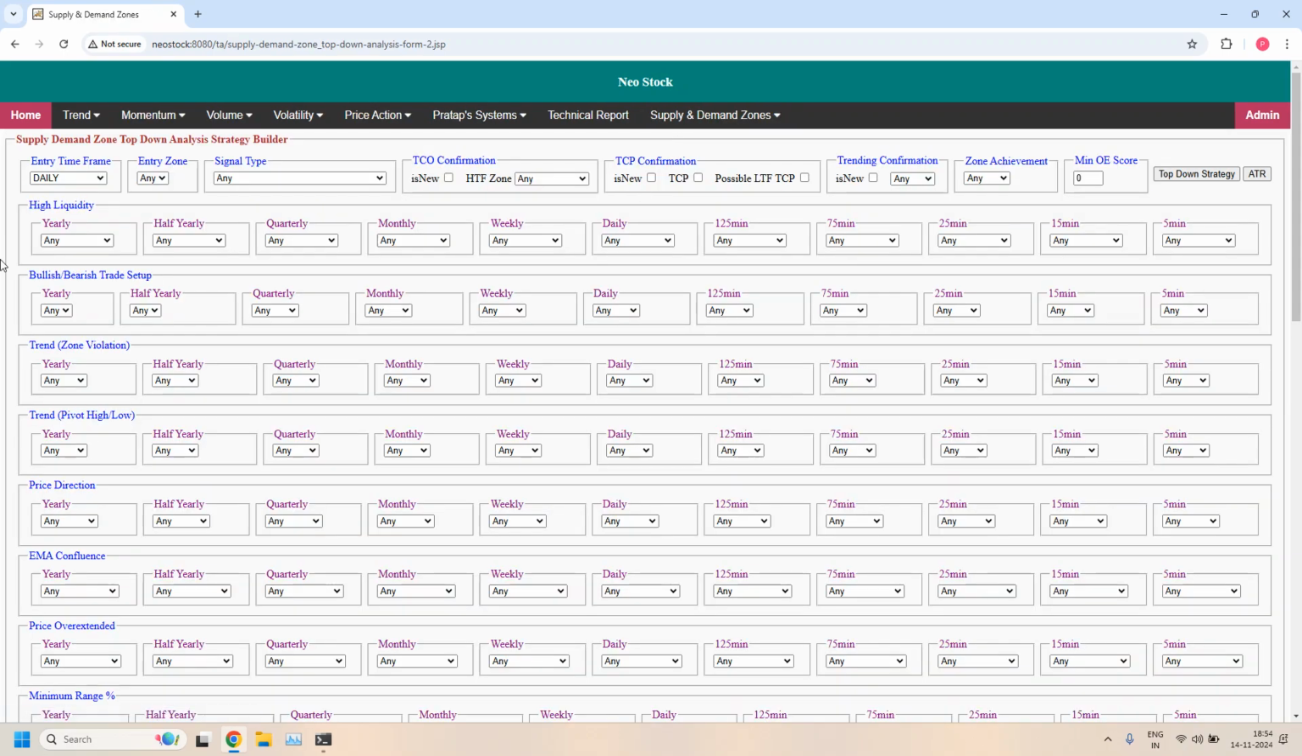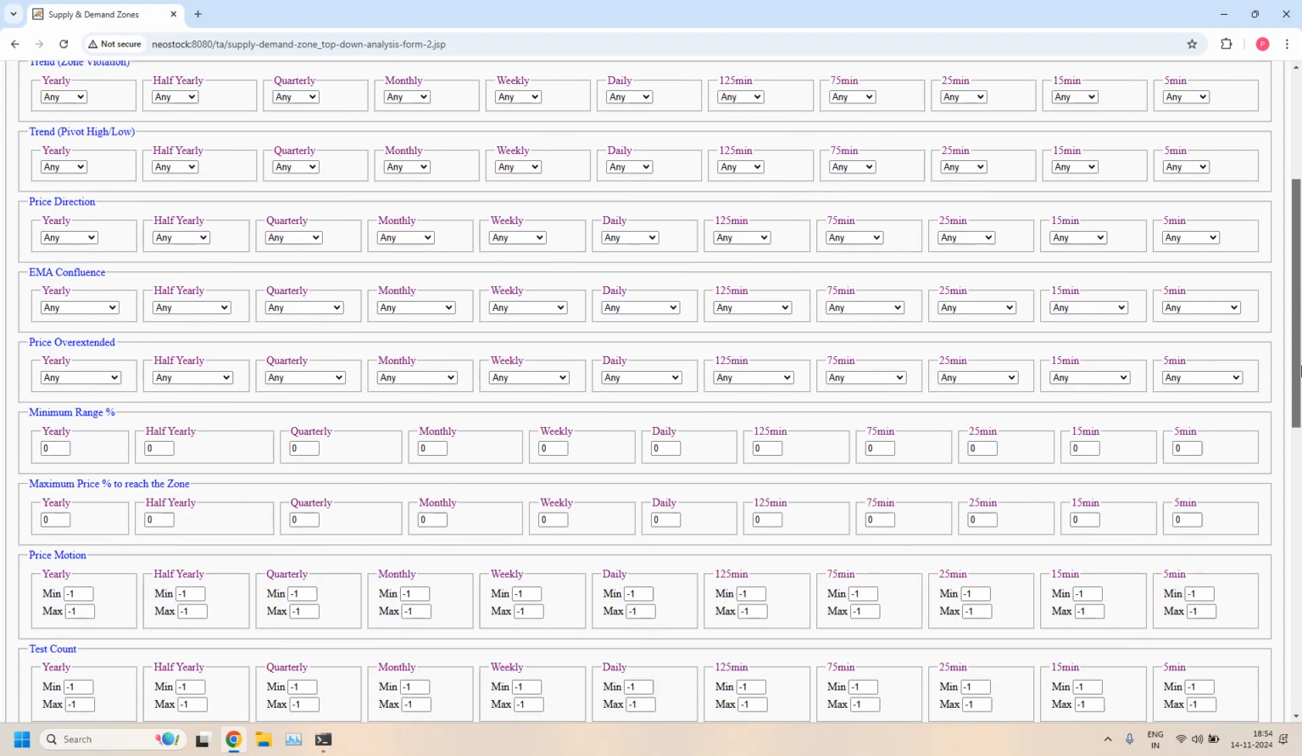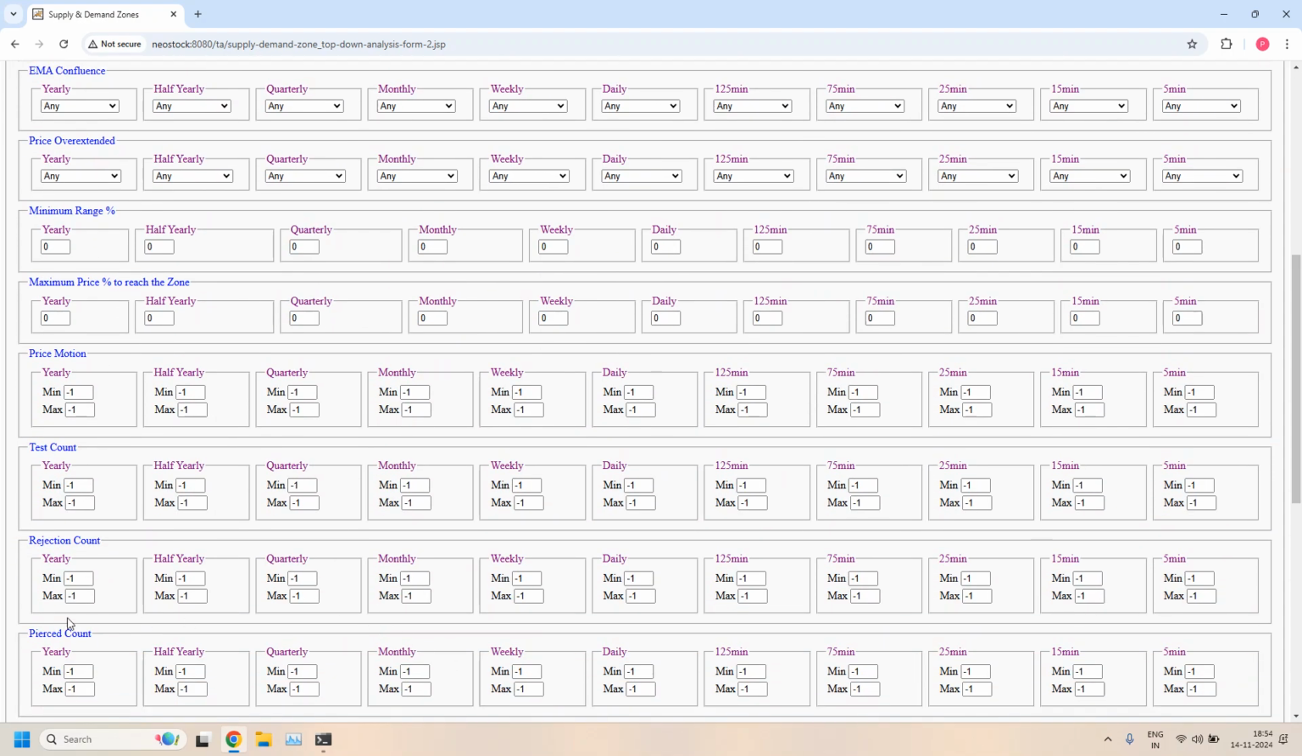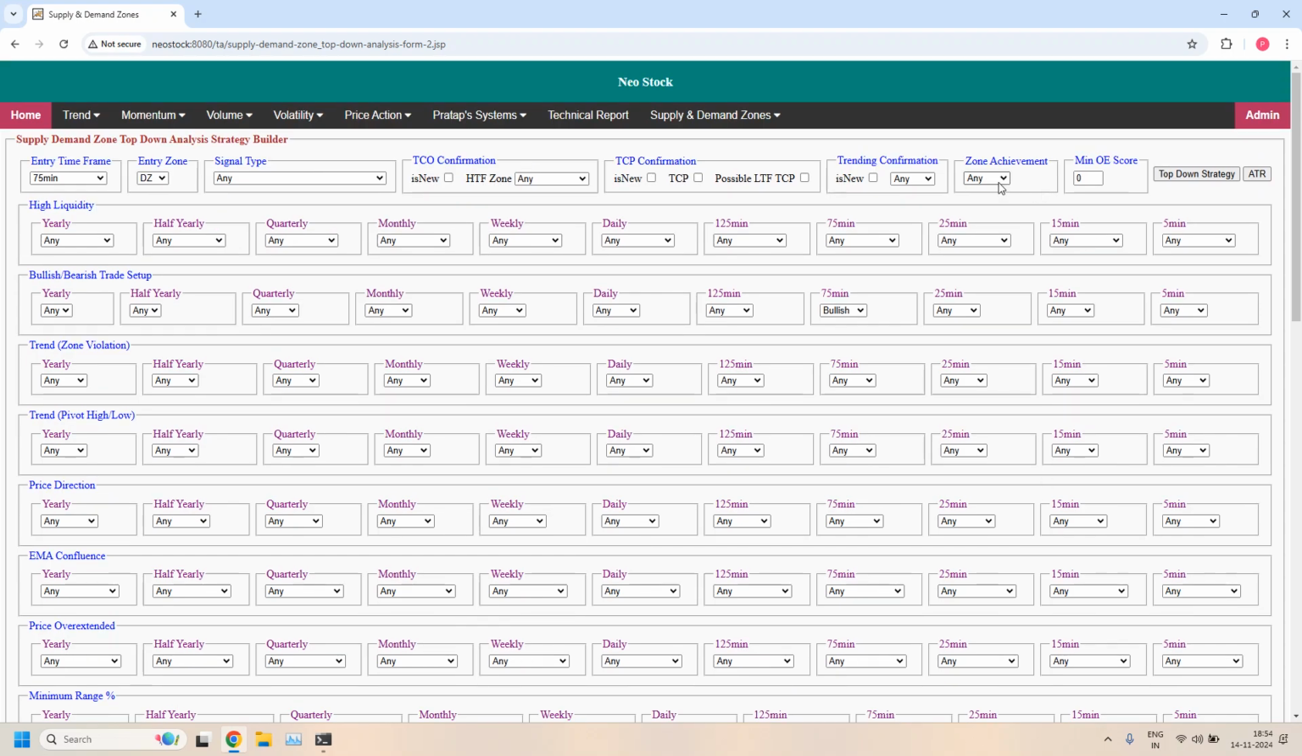And the next one is bullish trade setup for weekly income trade. Weekly income trade entry time frame is 75 minutes. Entry zone is demand zone for bullish trade setup. And in bullish or bearish trade setup at 75 minutes time frame, selecting the bullish. And this 75 minutes demand zone should not be pierced. So in the pierced count at 75 minutes time frame, I am setting minimum value 0, maximum value 0. That means the 75 minutes demand zone should not be pierced.